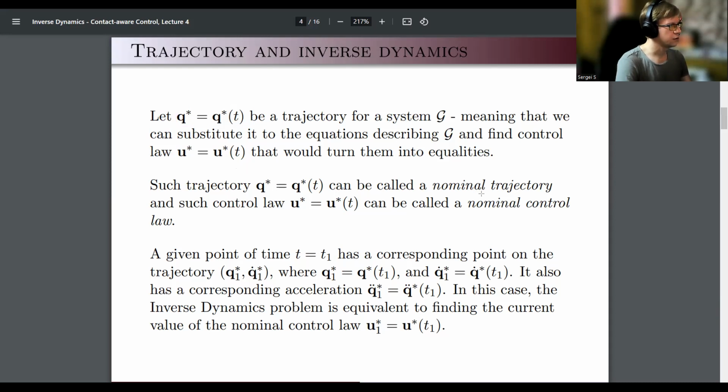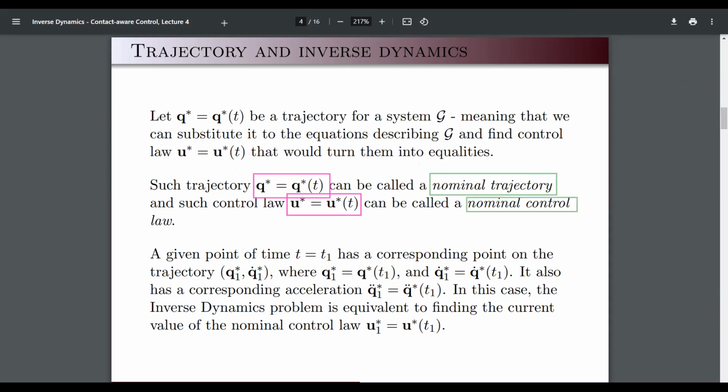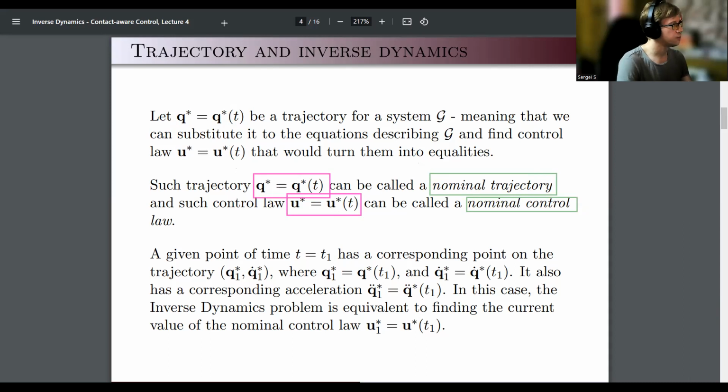Now, such a trajectory we can call a nominal trajectory. Okay, nominal trajectory. And the control law U star, which supports this trajectory, we can call a nominal control law. Okay, so nominal control law. Nominal here implies that the system could have many trajectories.